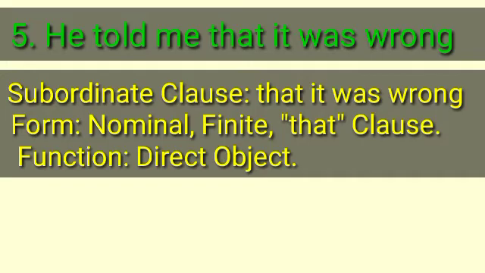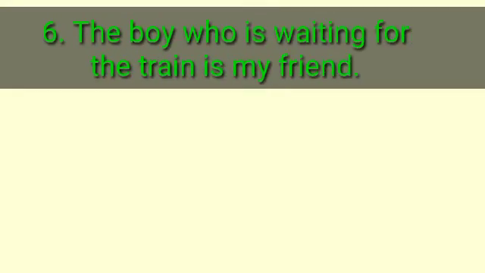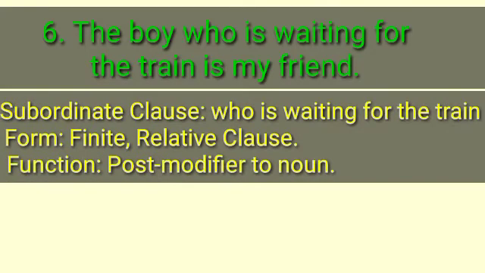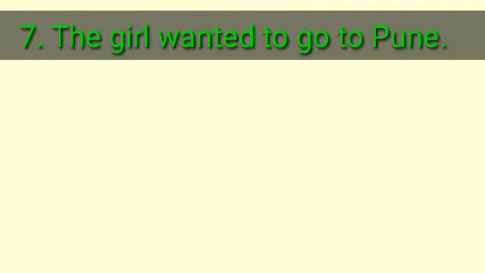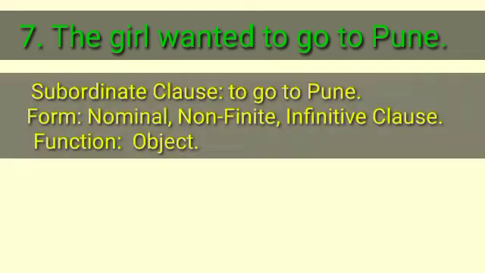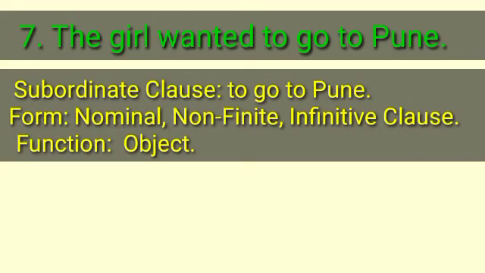Look at another sentence. The boy who is waiting for the train is my friend. In this sentence, who is waiting for the train is the subordinate clause. Its form is finite relative clause or adjective clause, and its function is that of the post modifier. The next example, the girl wanted to go to Pune. In this sentence, to go to Pune is the subordinate clause. Its form is nominal non-finite clause, and its function is that of an object.